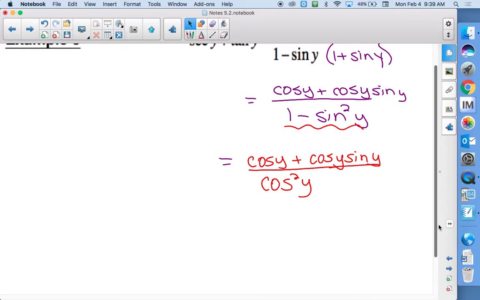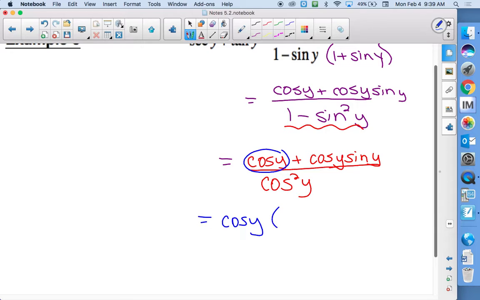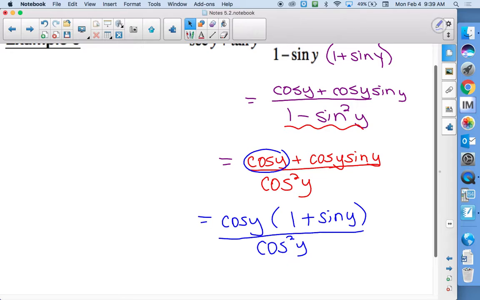Jacob? Factor of cosine. So he said you could factor out a cosine. So we can take this cosine and pull it back out. That leaves us with 1 plus sine. And Jacob, what happens when you factor out that cosine? It cancels.